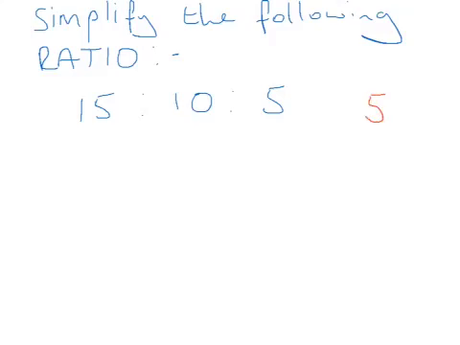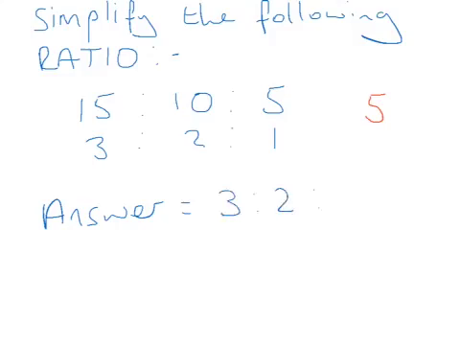So I'm going to choose 5 as my number. If I choose 5, I then divide 15 by 5 to get 3. I then divide 10 by 5 to get 2. And I divide 5 by 5 to get 1. So the answer is that ratio simplified down is a ratio of 3 to 2 to 1.